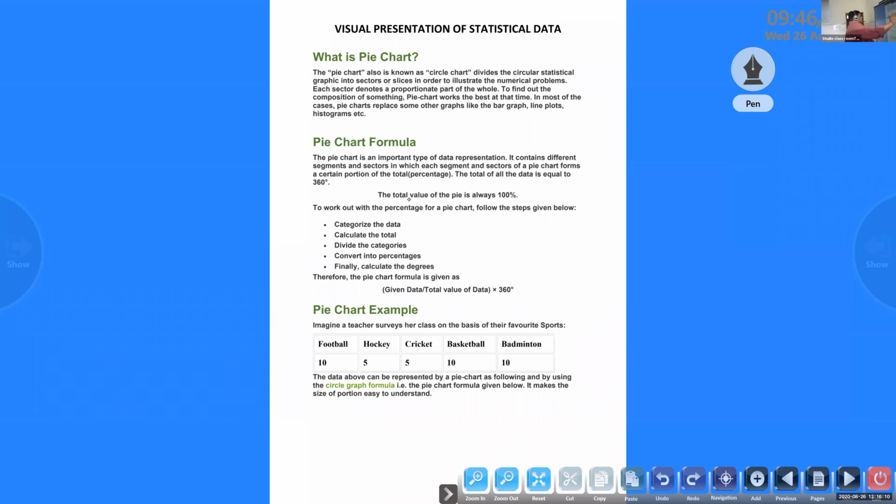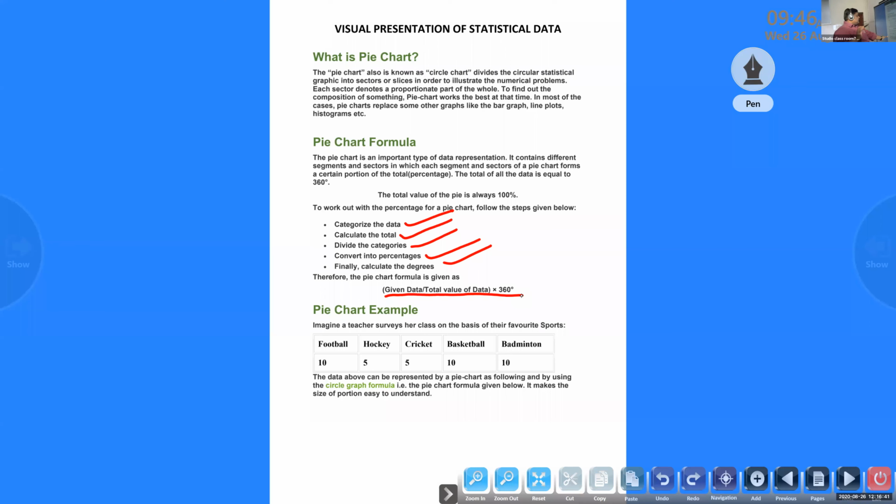So first of all, we want to categorize the data in the pie diagram. Next one, calculate the total data. And again, divide that into categories, convert that into percentages, finally calculate the degree. So the calculation method is here. Therefore, the pie chart formula is given as given data divided by the total value of the data into 360 degree. That is the total angle of a circle, 360 degree.